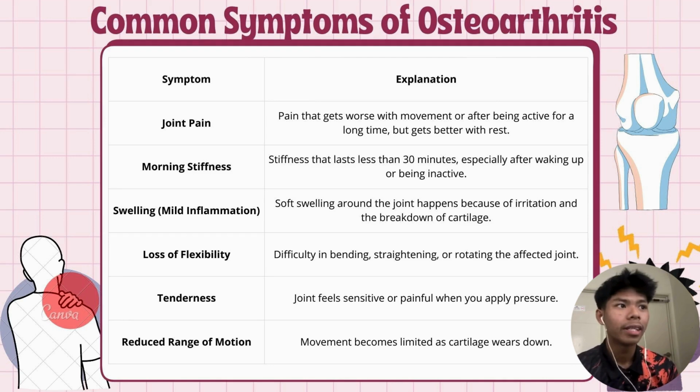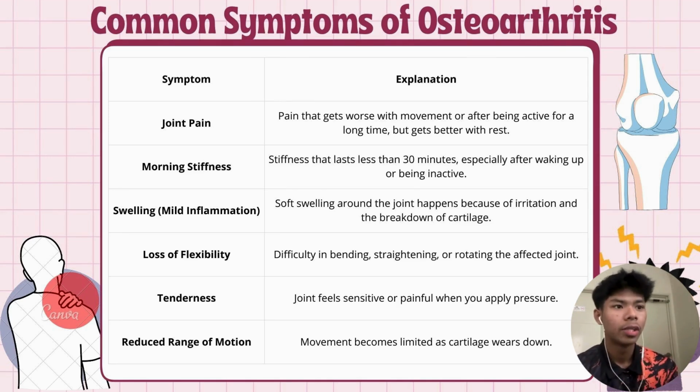Okay, pain that gets worse with movement or after being active for a long time, but gets better with rest. Okay, and then morning stiffness. Stiffness that lasts more than 30 minutes, especially after waking up or being inactive. And then we got swelling. Soft swelling around the joint happens because of irritation and the breakdown of cartilage.